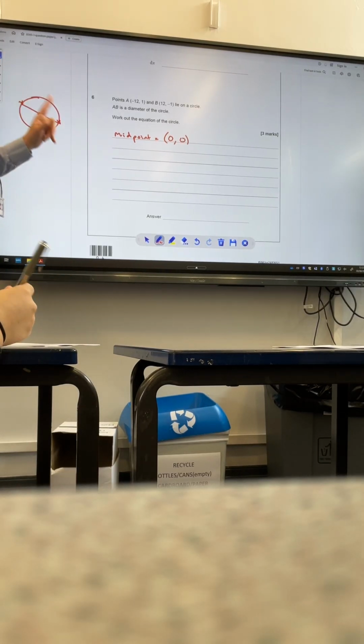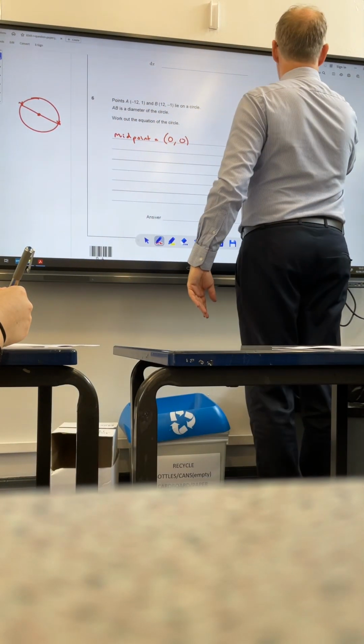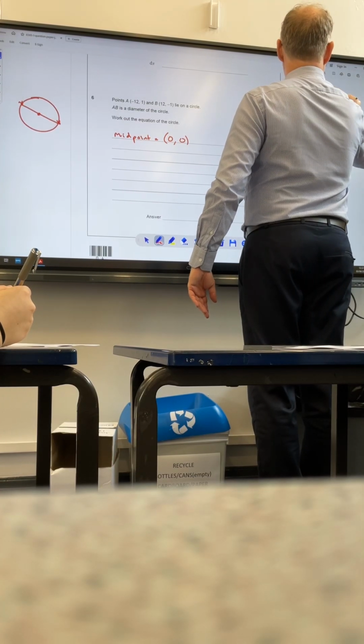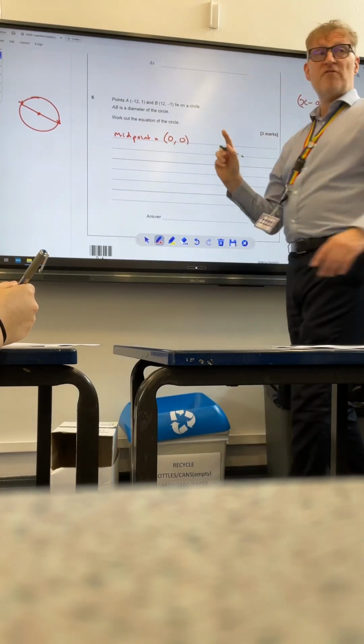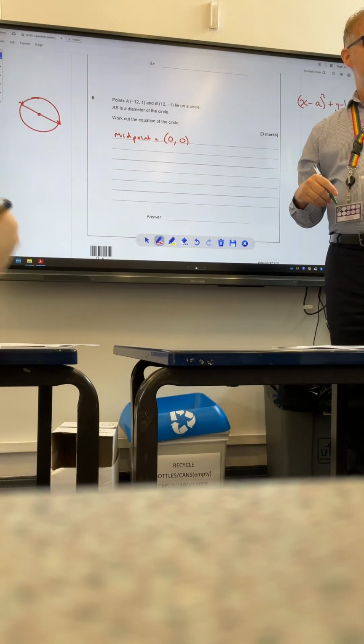And then, if you know the midpoint is 0, 0, what you now need to do is go, right, I need the radius. Because do you remember that every circle will have this equation? x minus a squared plus y minus b squared. This is on your formula sheet actually, isn't it? It's on the insert. Is it? Yeah.